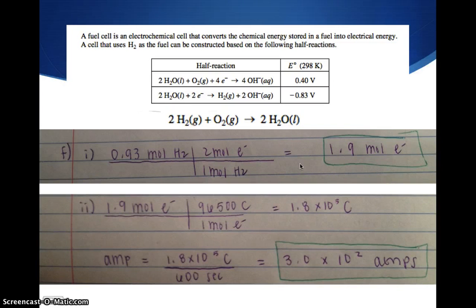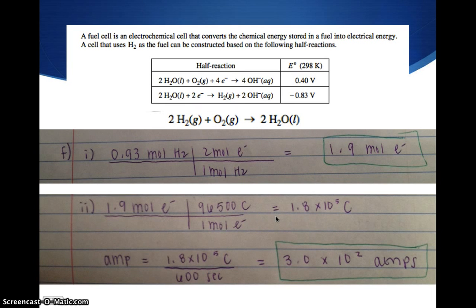For part B of this question, we are asked to calculate average current in amperes, and amperes is coulombs over seconds. So calculate coulombs from the moles of electrons that we found in the first part. 1 mole of electrons is 96,500 coulombs, which is given in your formula sheet, so you don't need to worry about memorizing it for free response. And so we multiply 1.9 times 96,500 coulombs, and we get 1.8 times 10 to the 5th coulombs.